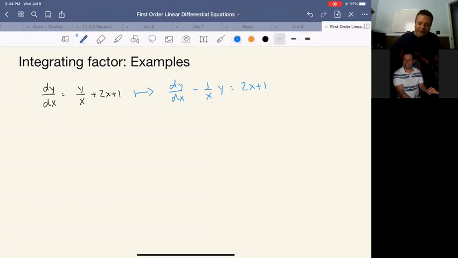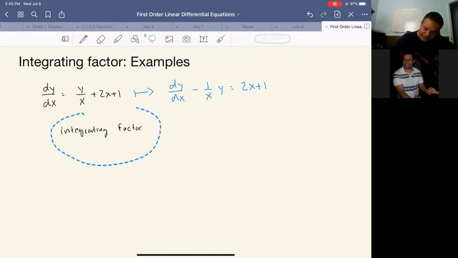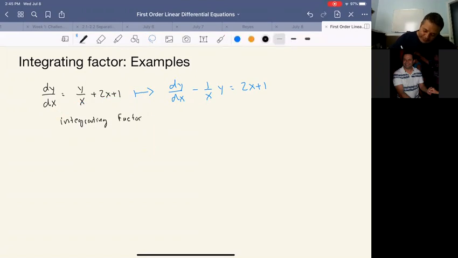Now my integrating factor, I don't know if you remember, but it depended on this function. So my integrating factor here is actually e to the integral of negative 1 over x dx. Okay? Little careless with the variables, but it'll be all right. So now, what's the integral of negative 1 over x? Well, negative natural log of x.